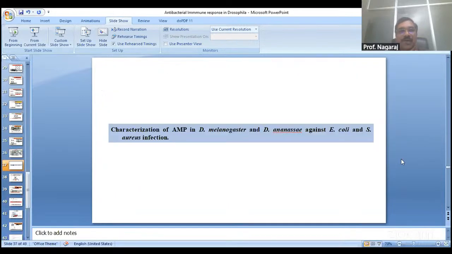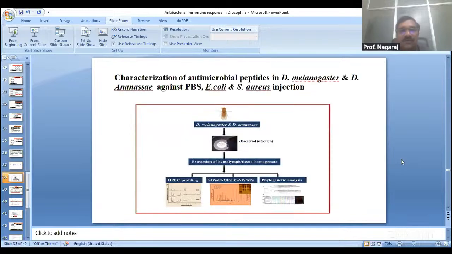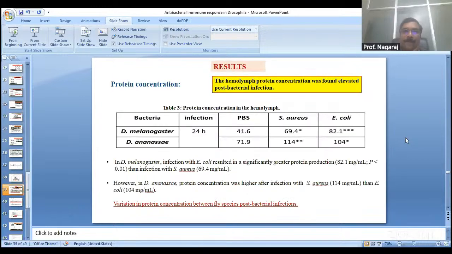specificity in immune response. And after this, we wanted to characterize these AMPs in both the species. After this, again, we infected the fly with the bacterial infection, and then we extracted the hemolymph by tissue homogenization. We did HPLC profiling, and then SDS page or LCMS, and then we also analyzed the phylogenetic analysis of the AMPs. Okay, so what results did we get?